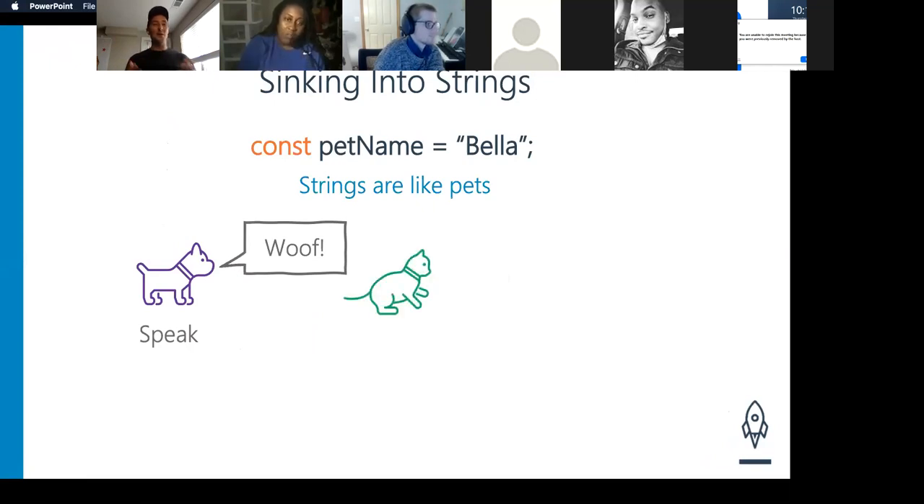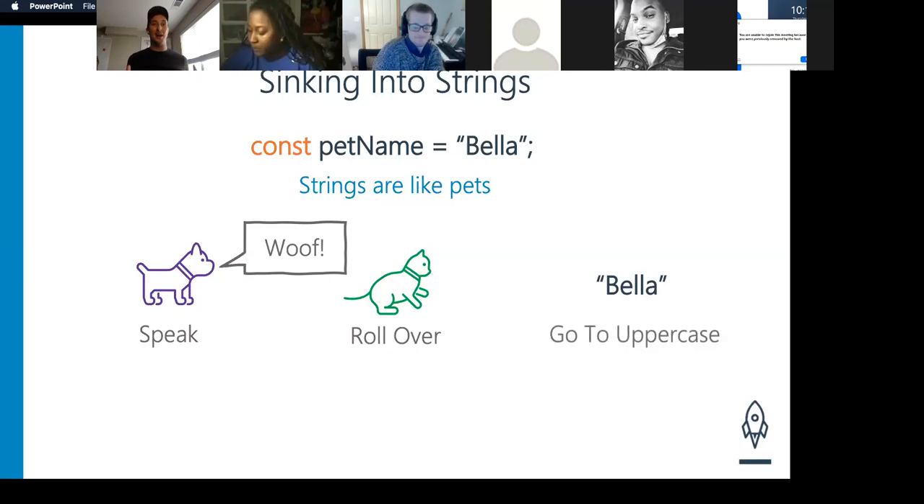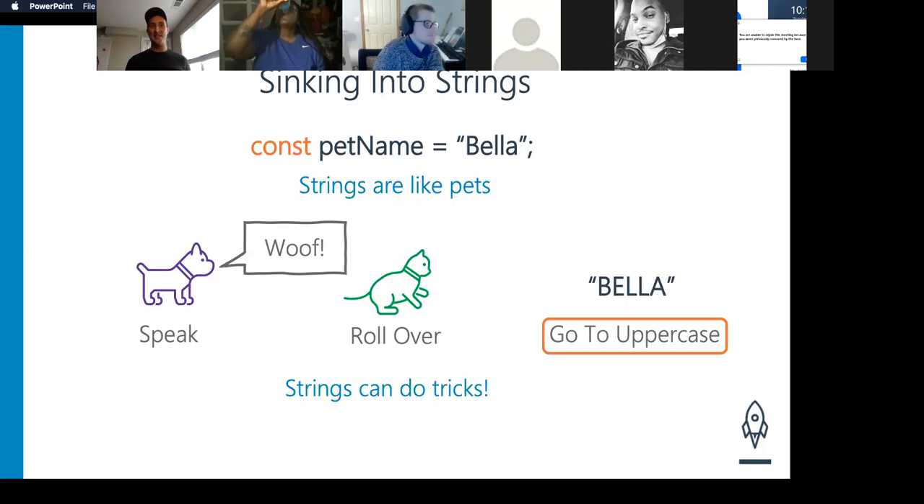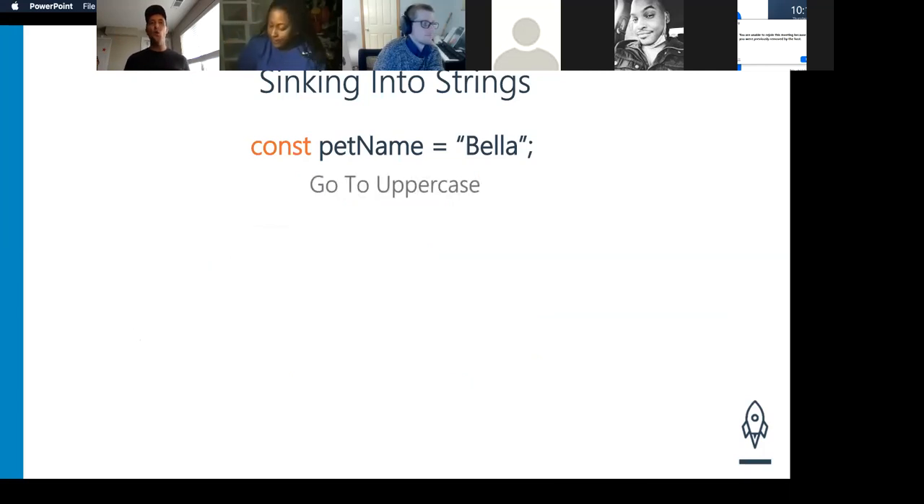Same with another kind of pet. We have a cat, and when you teach your cat to roll over, the cat can definitely roll over. The cat can do a trick. The dog can do a trick. Same with our strings. Strings can also do tricks, such as maybe I tell my string to go to uppercase. The string obeys and goes to uppercase. Strings can do tricks, which is really cool. So let's see exactly what I mean by doing these tricks and how we actually do that. We talked about going to uppercase. So we take this pet name here that's assigned to Bella. I want it to do a trick.